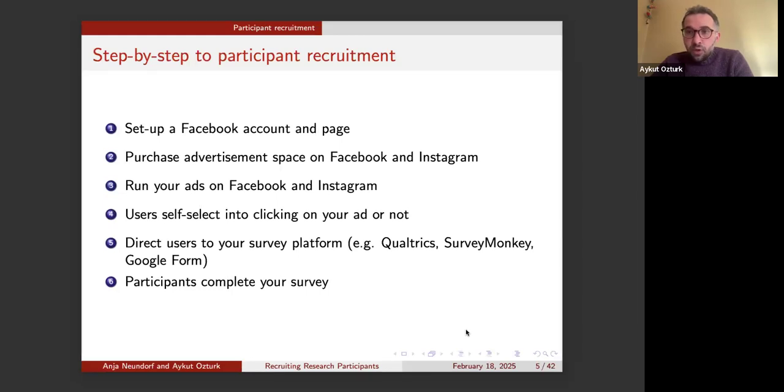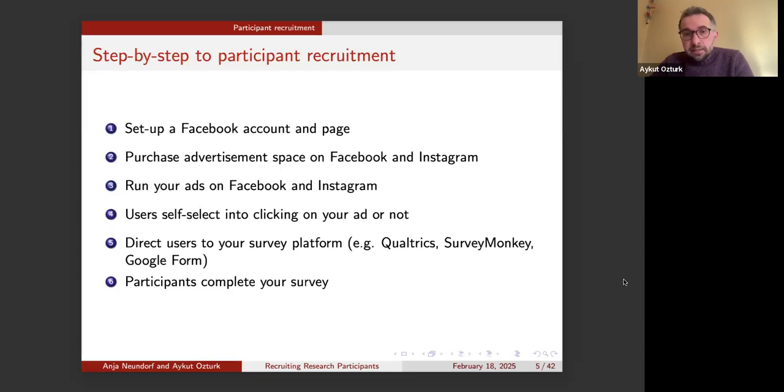This is important if you are new to social media advertisement. Facebook or Instagram never promises you a certain return for your advertisements. Like you are never promised to recruit, let's say, 1,000 research participants. You just buy advertisement space. Then it is up to you. It's up to your advertisements whether they can recruit or not. And then you run your advertisements on Facebook and Instagram.